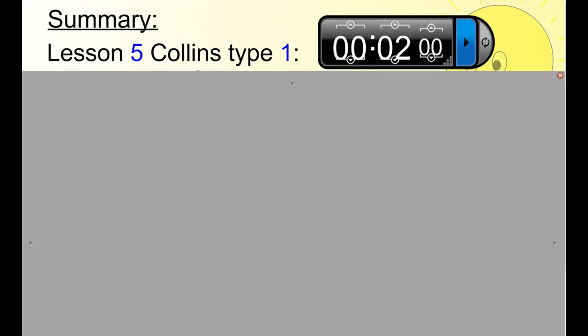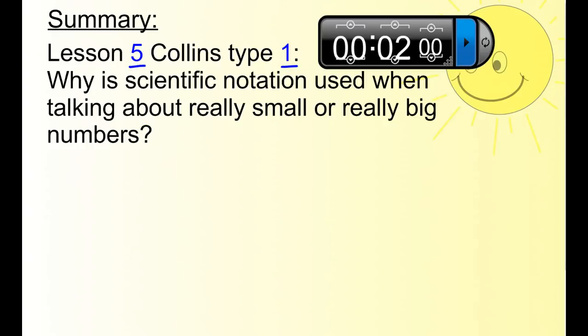All right. Summary. So this is lesson 5. This is a type 1. This should probably be the last Collins writing space you have on your paper. I believe there's 10 spaces, and if you've done all your warm-ups, this would be the 10th one. It is a type 1, so I'm grading on completion. Make sure you did the task.